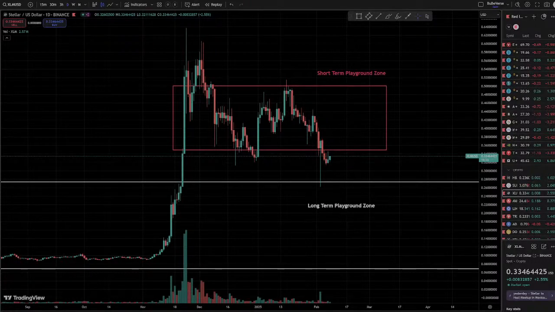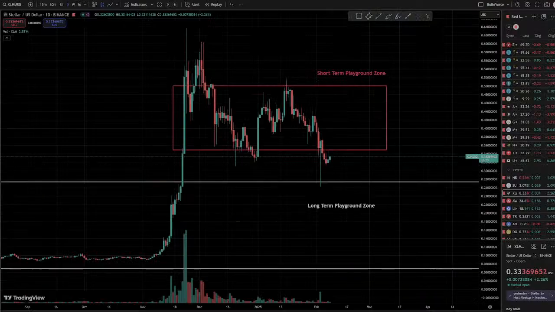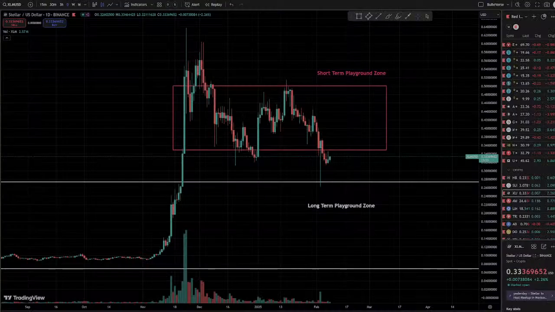So, if you're new to this, these are the key areas that I'll focus on, and they are basically based on two key concepts: the Wyckoff Method and the Playground Zones methodology. Before getting into the details, as usual, disclaimer: this is for education and research purpose only, not financial advice. So let's take a look at Stellar.